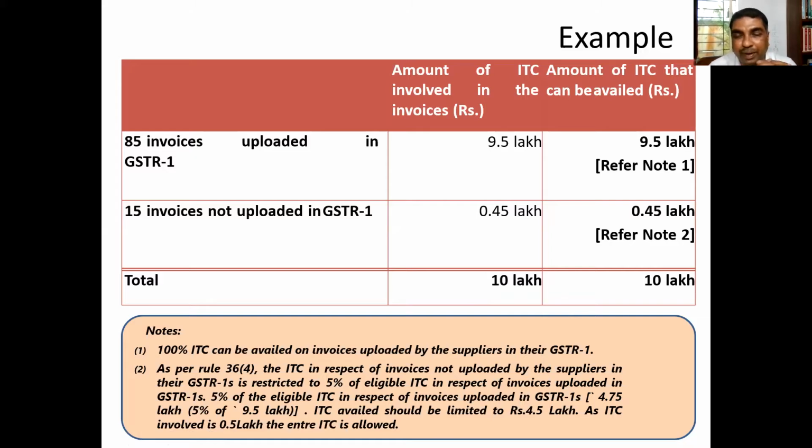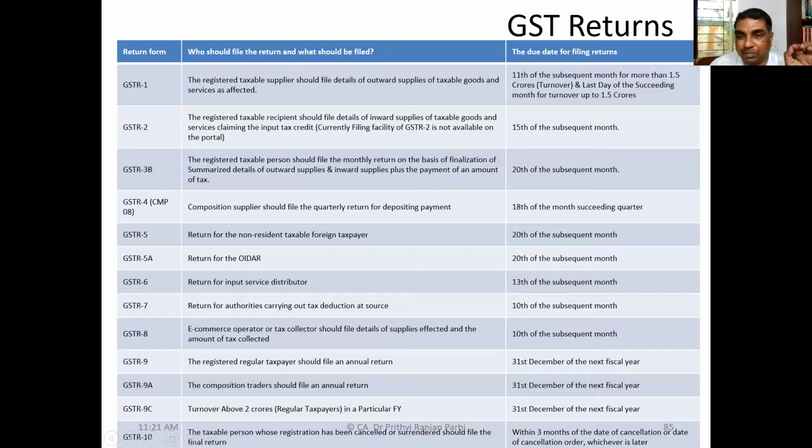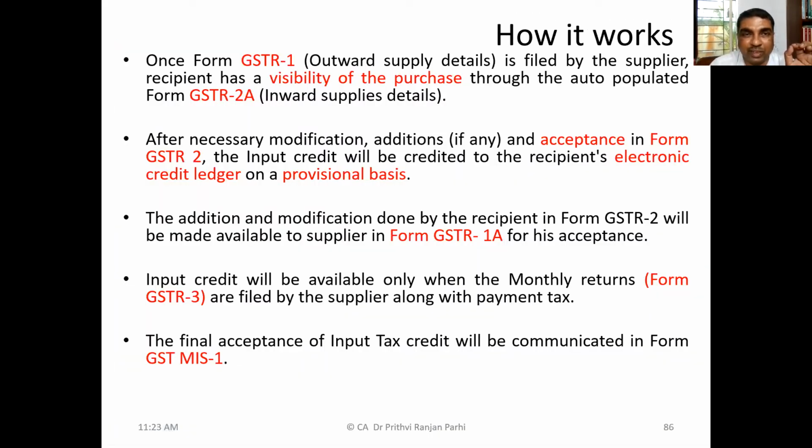So we are having a credit of 0.45. Since I need 0.45 credit and my eligible limit is 0.475, I can take the entire credit, because this is within the limit. If it exceeds the limit, then it is restricted to 0.475. I'll show you with the help of an example how it operates, if you want to understand.